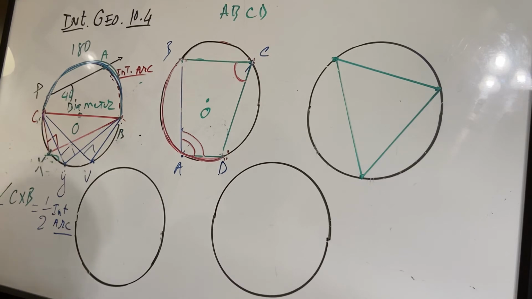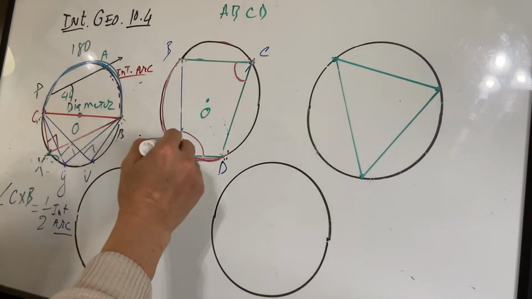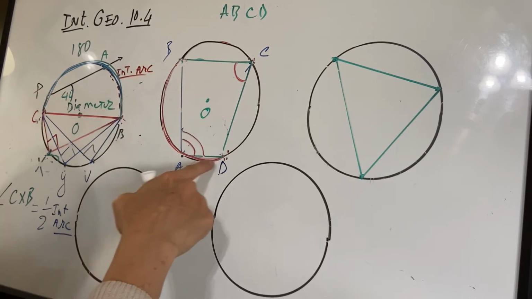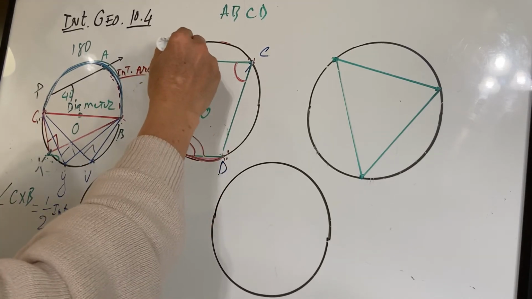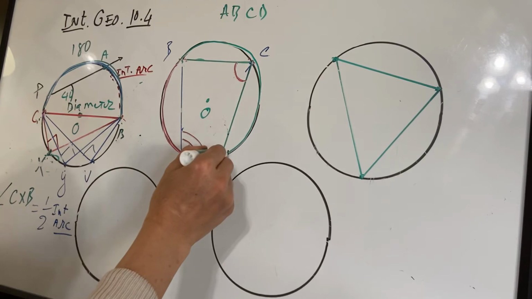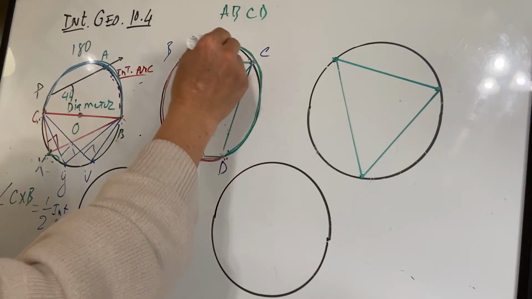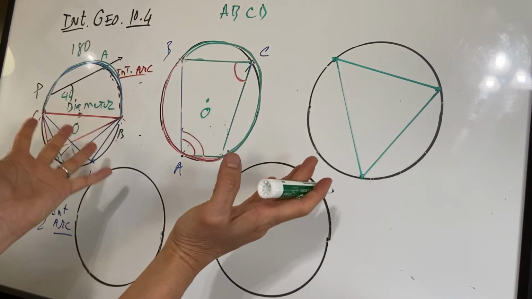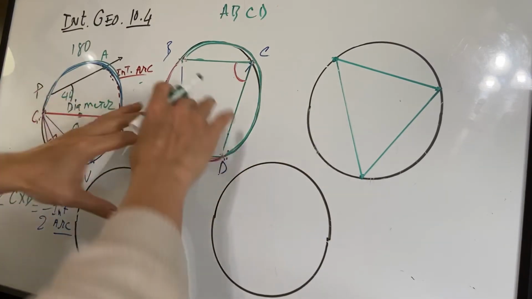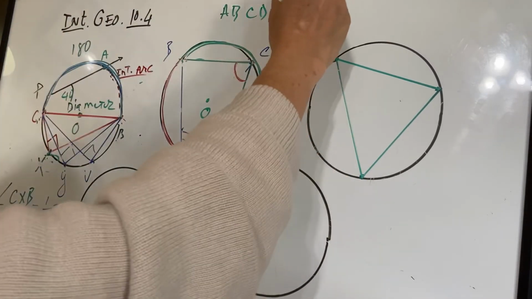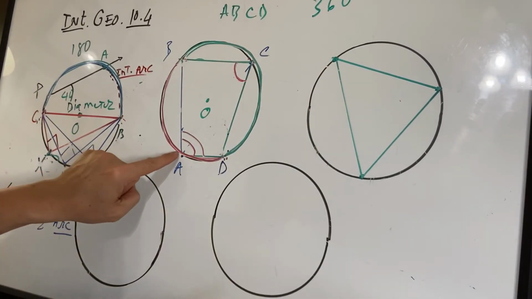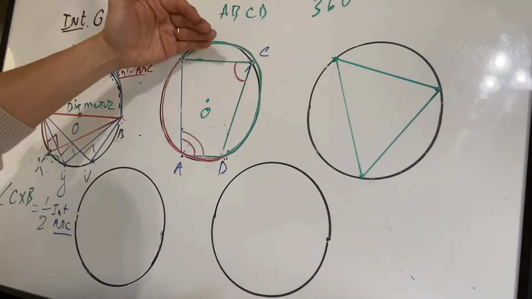What about the inscribed angle A? What is the intercepted arc of the inscribed angle BAD? That's right, it's right here. Perfect. Oh, look. The green and the red, together they make a circle. So if together they make a circle, what is the degree of the whole circle? That's right, 360. And we know that the inscribed angle is half of the intercepted arc.